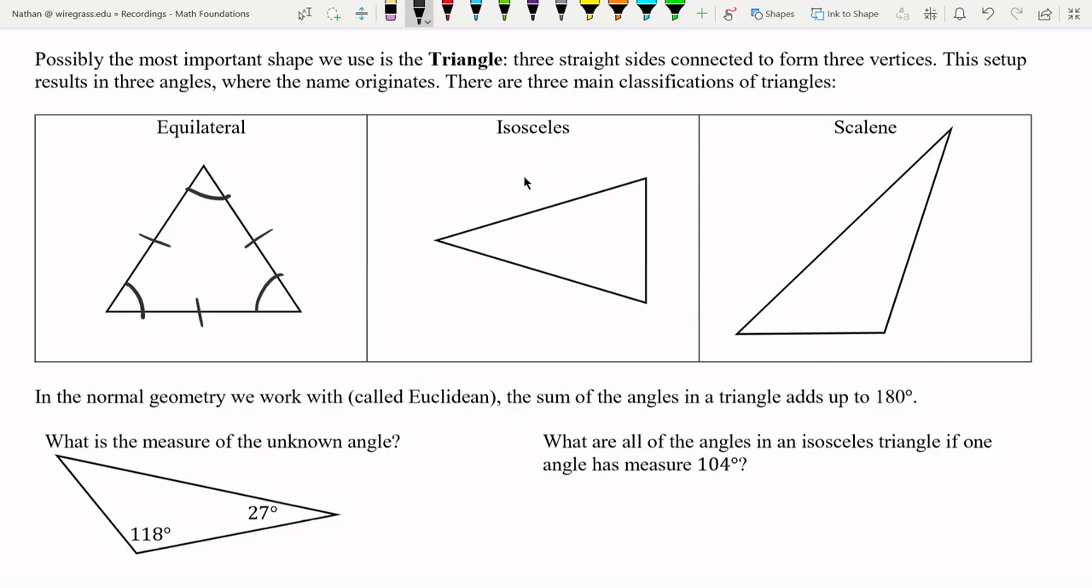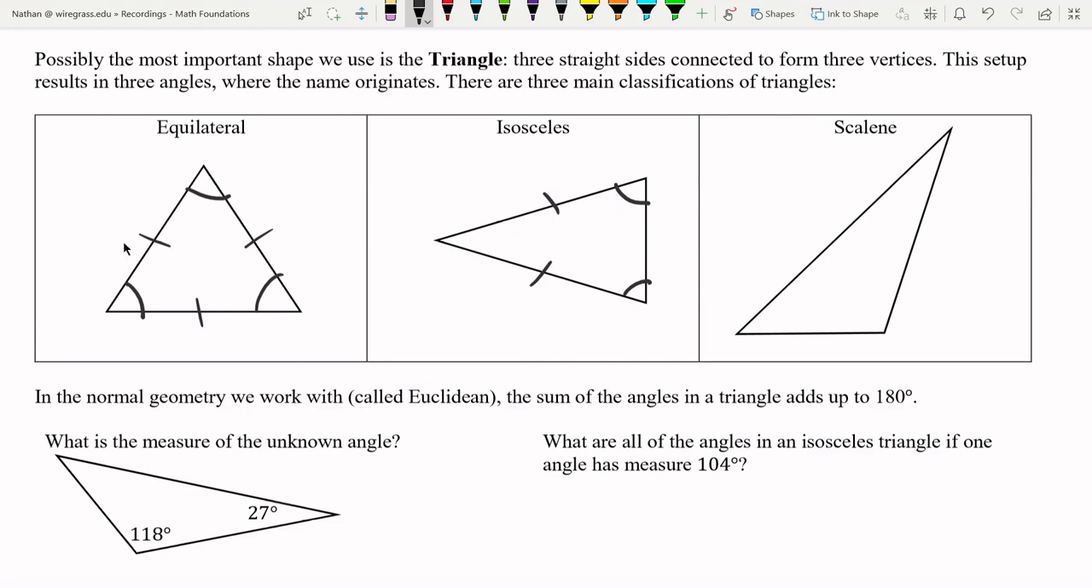An isosceles triangle has two sides equal. So if this was 5 feet here, this would be 5 feet here. And this side is not going to be the same thing. If it were the same thing, this would not be an isosceles triangle, but it would be an equilateral triangle. So this third side is always going to be a different measure than these two sides. Now, as a result of these two sides being equal, these angles are going to be equal to each other.